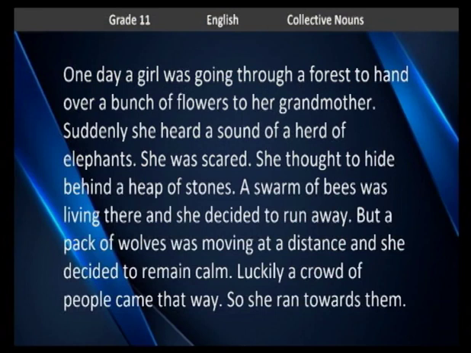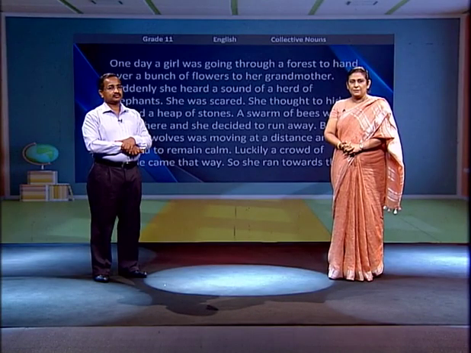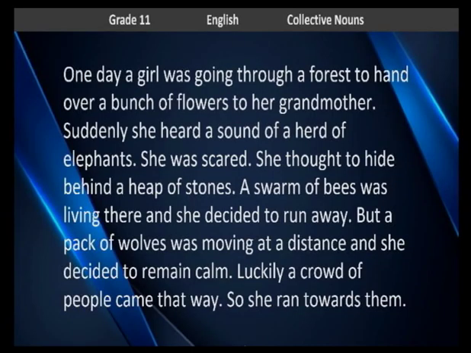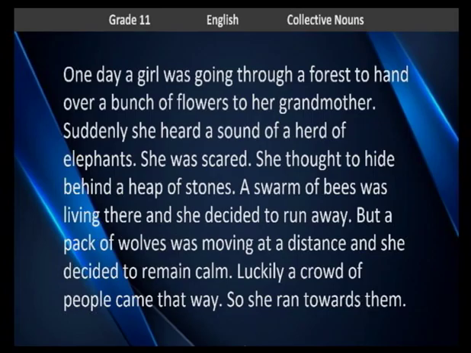Right, this is an activity for you. You have to read this paragraph and pick out the collective nouns. Yes, children, I think you are ready now. Let us do it together. One day, a girl was going through a forest to hand over a bunch of flowers to her grandmother. Suddenly, she heard a sound of a herd of elephants. She was scared. She thought to hide behind a heap of stones. A swarm of bees was living there, and she decided to run away. But a pack of wolves was moving at a distance, and she decided to remain calm. Luckily, a crowd of people came that way, so she ran towards them.